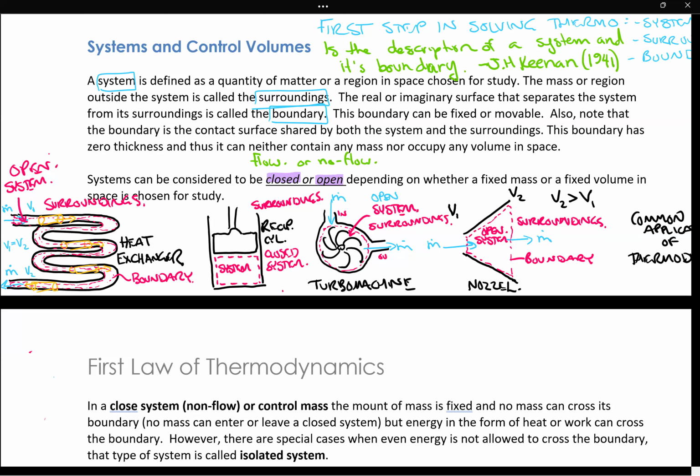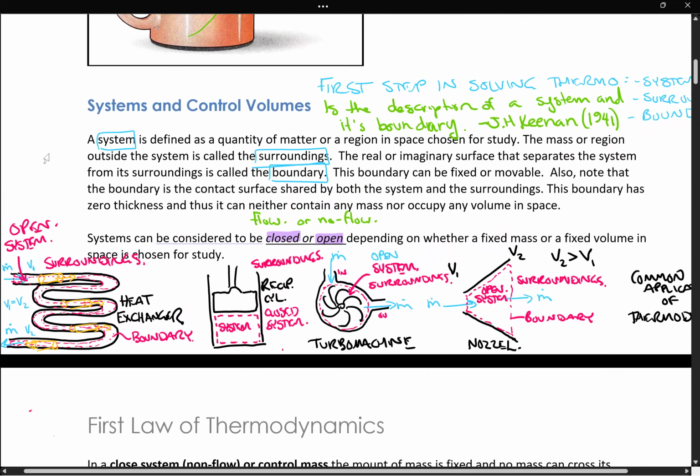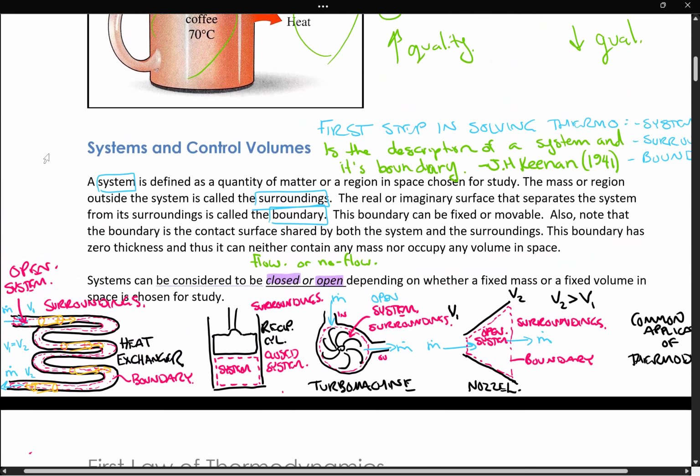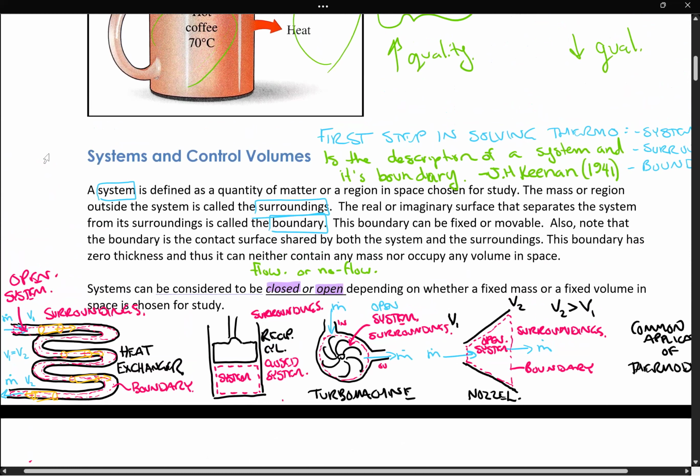So here we go. We have demonstrated the first step in solving a thermodynamics problem, which is to define the system, the surroundings, and the boundary. And we have applied that to 4 common types of thermodynamics analysis problems that are practical, one being the heat exchanger, one being a reciprocating cylinder, one being a turbo machine, and one being a nozzle.